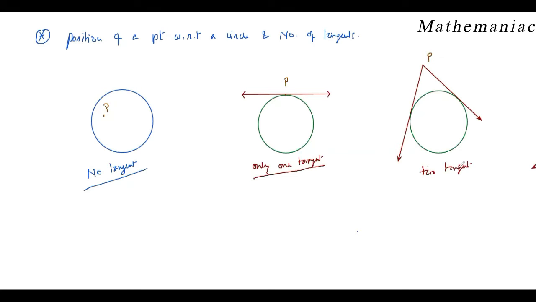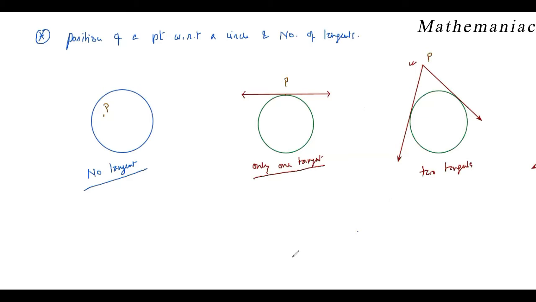That means if somebody asks you that if any point is randomly taken in a plane and there is a circle, then how many maximum tangents can be drawn, if they exist? It will be two. And how many minimum tangents can we draw? It is zero. Zero is the case when the point lies in the interior, and two tangents is the case when the point lies in the exterior. So this is to be understood.